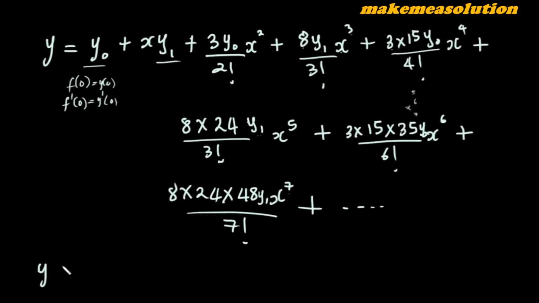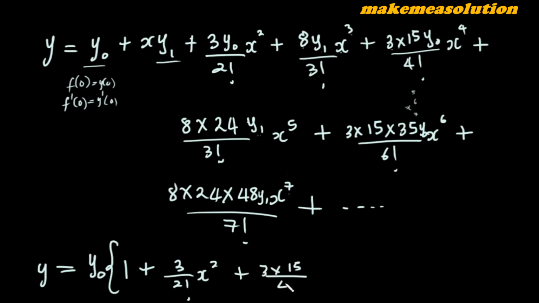Okay, so you have your y. We are going to collect all the terms with y naught. So y naught into 1, plus, then we now have what? 3 over 2 factorial x squared, plus 3 times 15 over 4 factorial x4, and plus, what is the next one? 3 times 15 times 35 over 6 factorial x6.